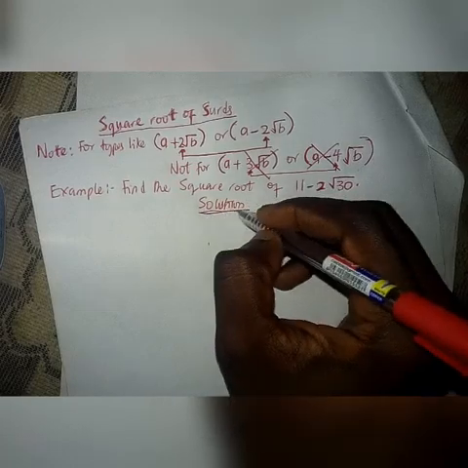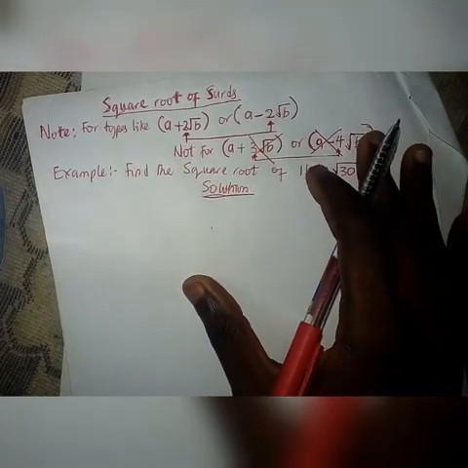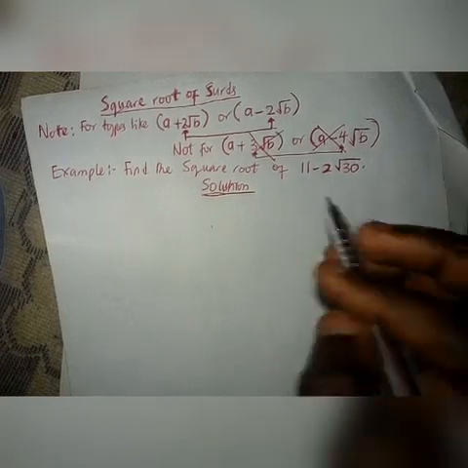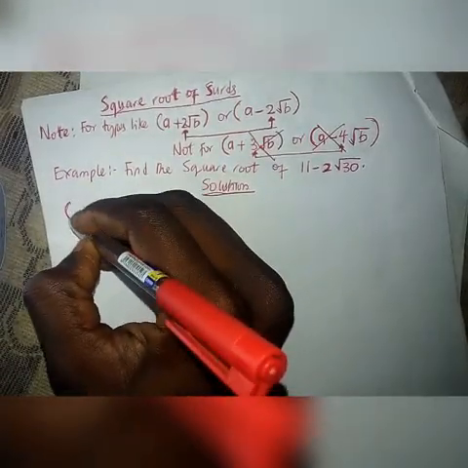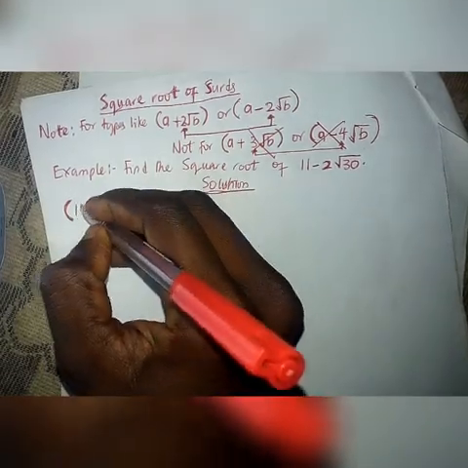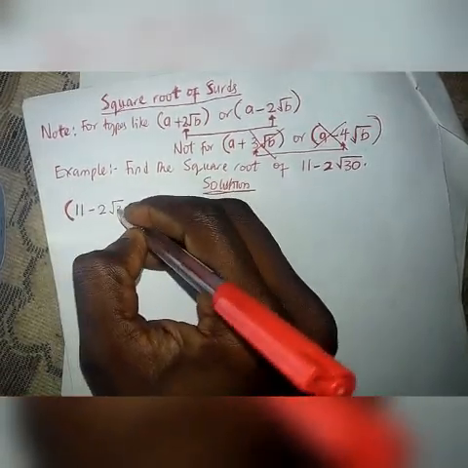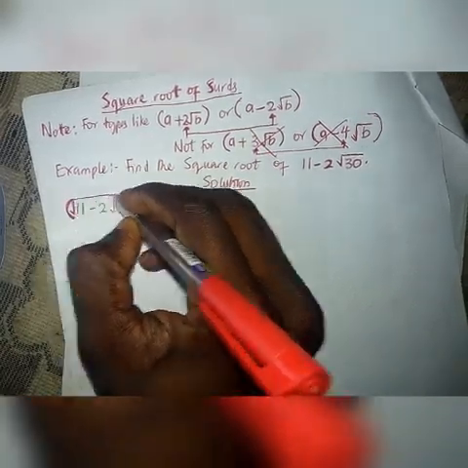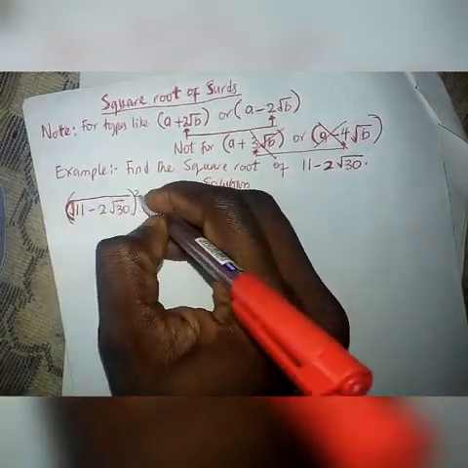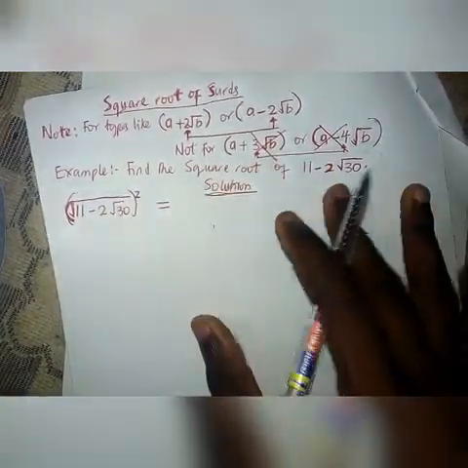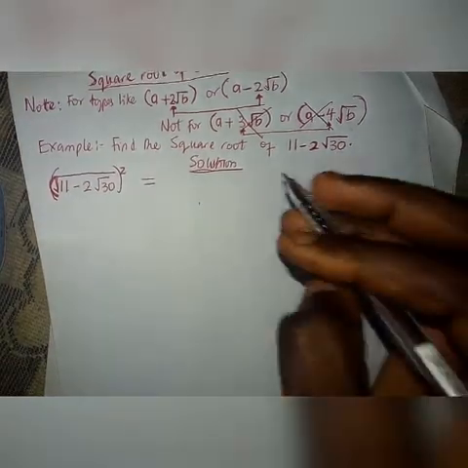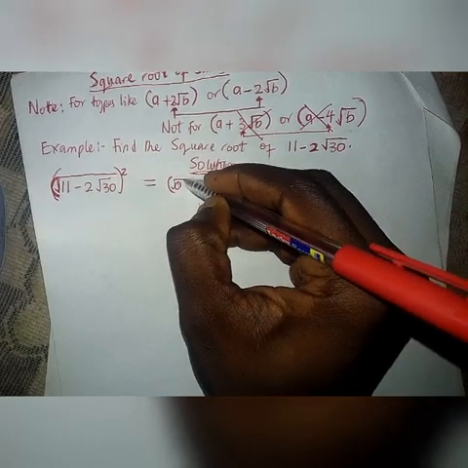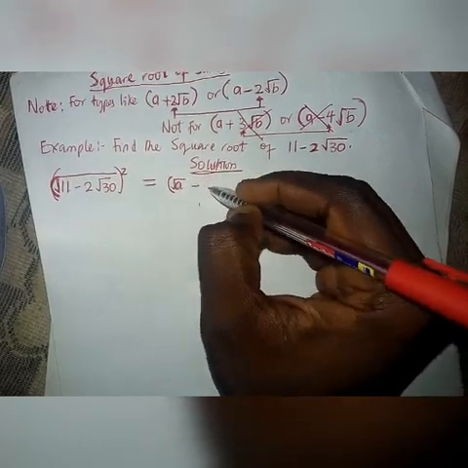But ordinarily we are going to do the normal process first. After doing the normal process, we now proceed to the faster means of getting the answer. So the normal process: 11 minus 2 surd 30, you want to find the square root. You root everything, then we equate it to surd A minus surd B, all squared.